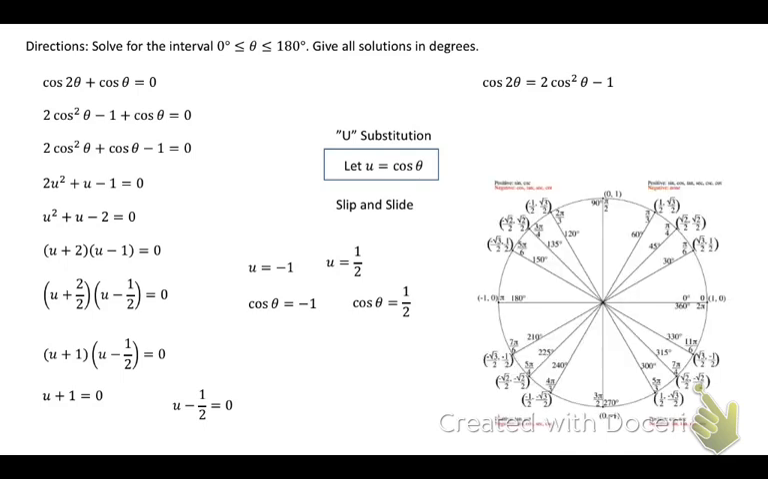Use my little chart here, my unit circle. Where does cosine equal negative 1? Well, it equals negative 1 at 180. And where does cosine equal 1 half? That's at 60 degrees. And it's only from 0 to 180, so I'm not even going to look at the bottom. So my answer is 60 degrees and 180 degrees.